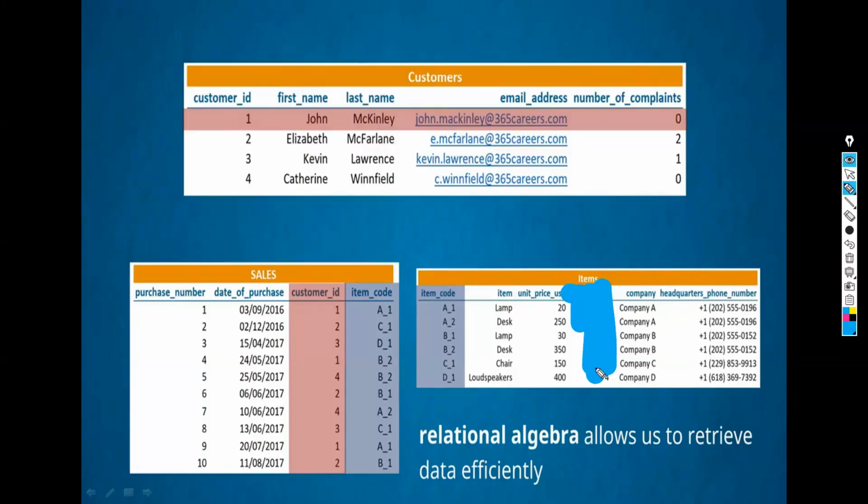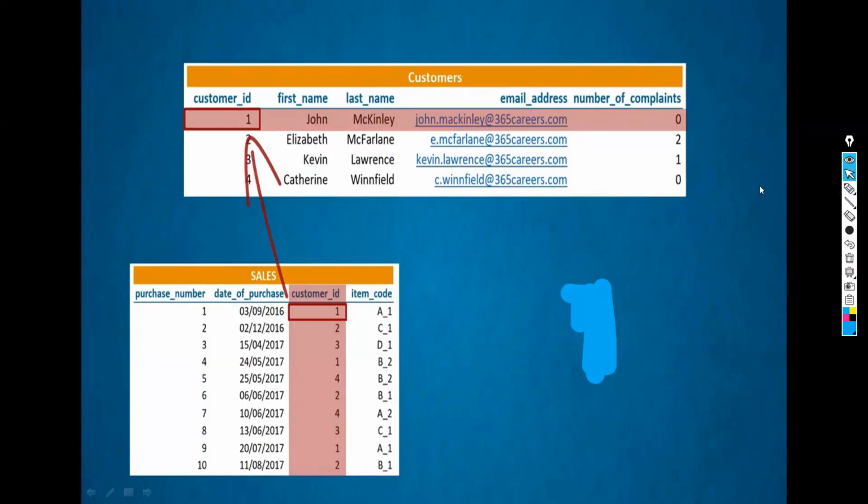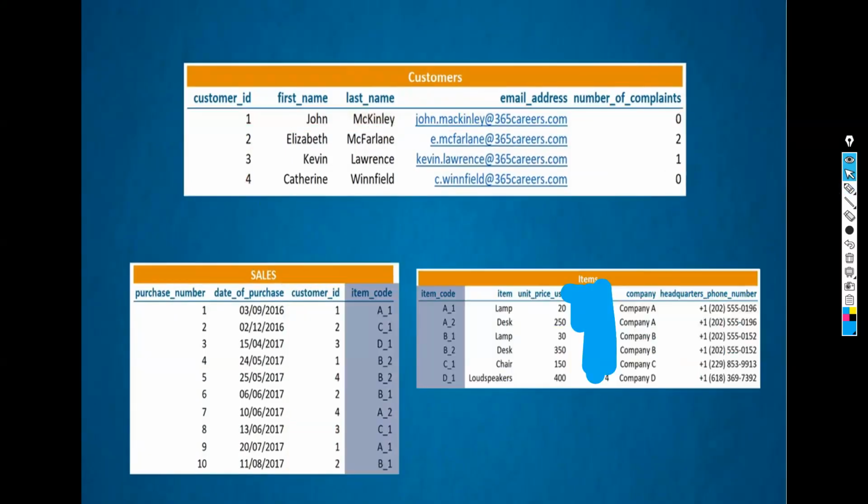Now, here I have created a total of 3 tables. This is table number 1, table number 2, table number 3. Out of these 3 tables, in table 1, how many rows and columns are there? 4 rows with 5 columns, which means 20 values.